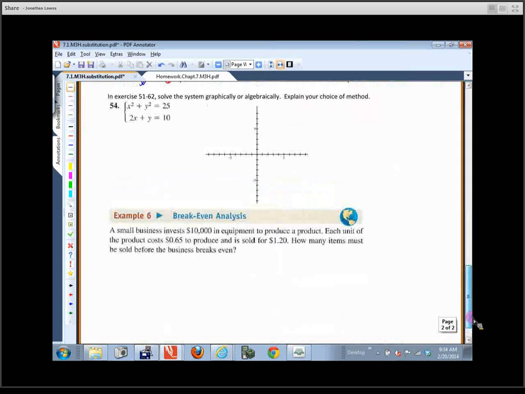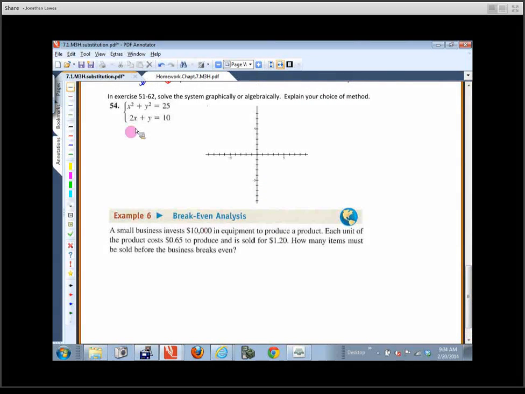Let's take a look at the last two. This is problem number 54. It's from your assignment, or it's almost identical to one on your assignment. It says, solve the system graphically or algebraically and explain your choice of method. Does anybody remember what shape this is? It's a circle. Where's the center? At the origin, and what's the radius? Radius is 5. So it looks something like this.